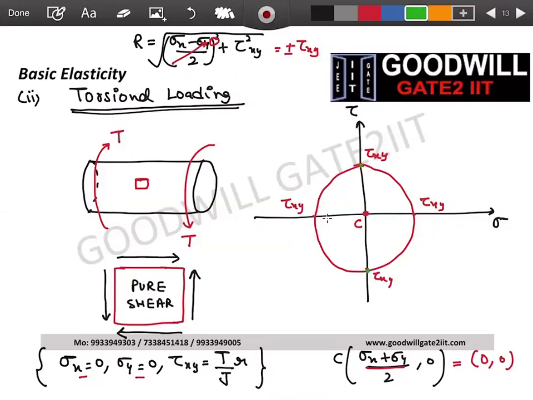Now, the beautiful thing which you have observed here is that when you draw a circle with center at origin and radius tau xy, you see you have hit your system at two points, which will be sigma 1 and sigma 2. Meaning your principal stresses came out to be plus minus tau xy. So for a pure shear system, your principal stresses are equal to only numbers. I have seen people having doubts on how shear stress is equal to principal stresses. Guys, this is the number.